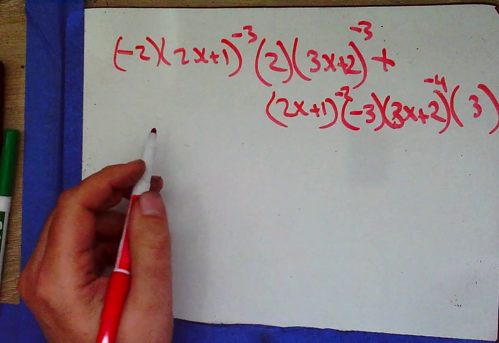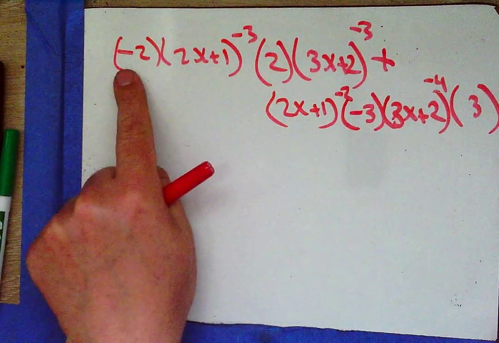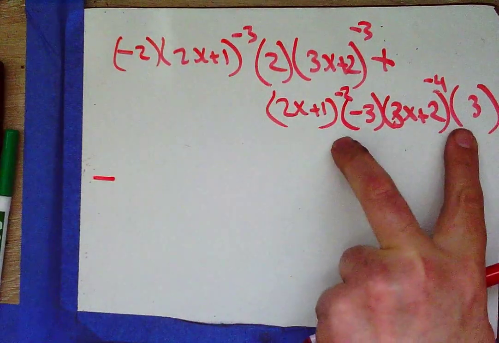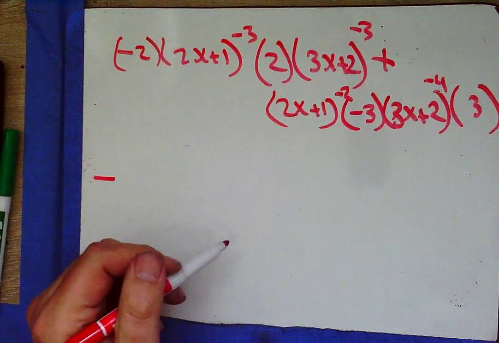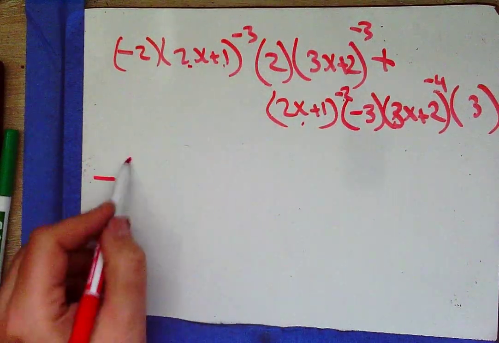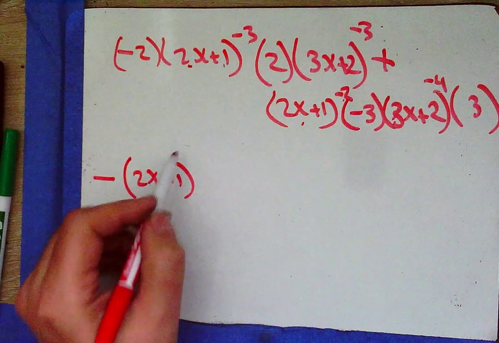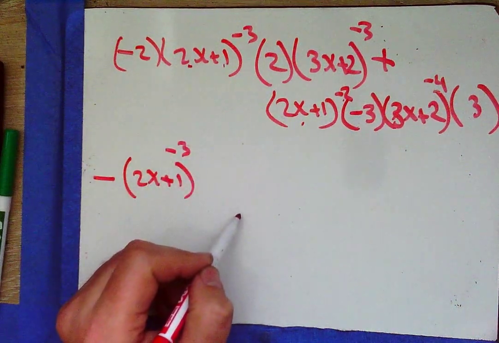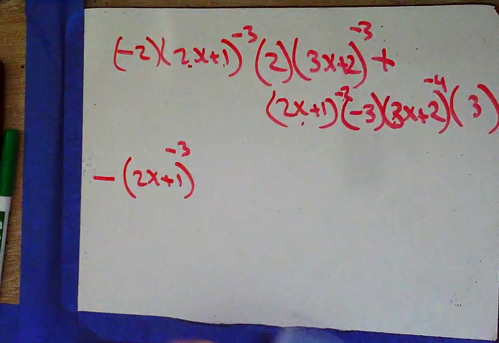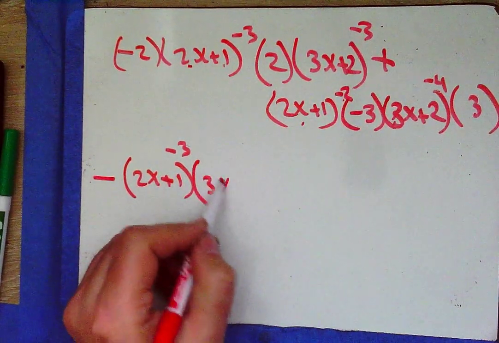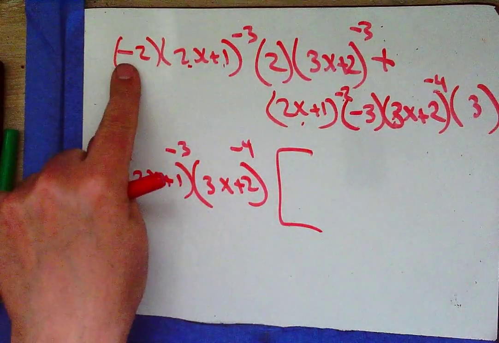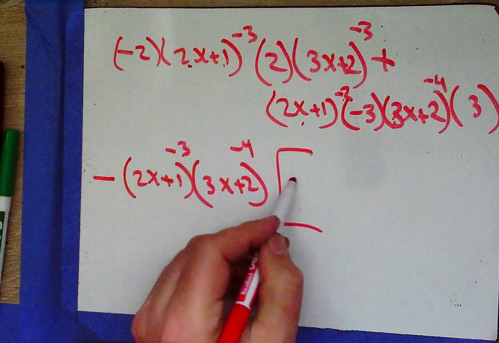All right, welcome back. So I see a negative with each of these. So I'm going to take out a negative. 2 times 2 is 4, 3 times 3 is 9. I can't do anything with those. I've got 2x plus 1 to the negative 2 and 2x plus 1 to the negative 3. I know I'm supposed to take out the smaller power. Okay, and then I have 3x plus 2 to the negative 4 and 3x plus 2 to the negative 3. I'm taking out the smaller power. Now what's left over? Well, I took out the negative. I still have 2 times 2.